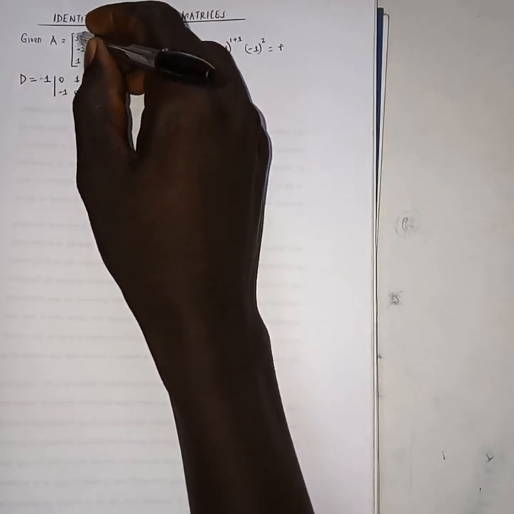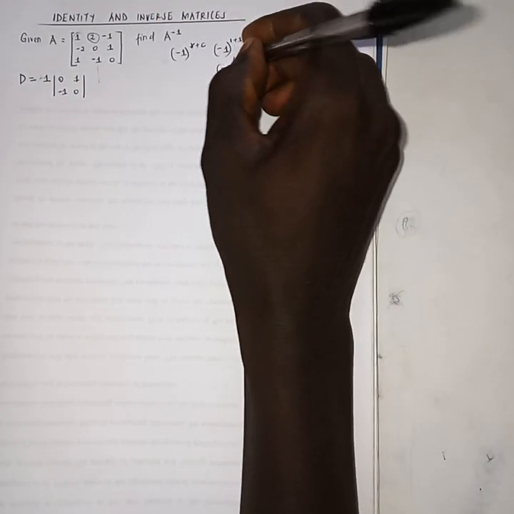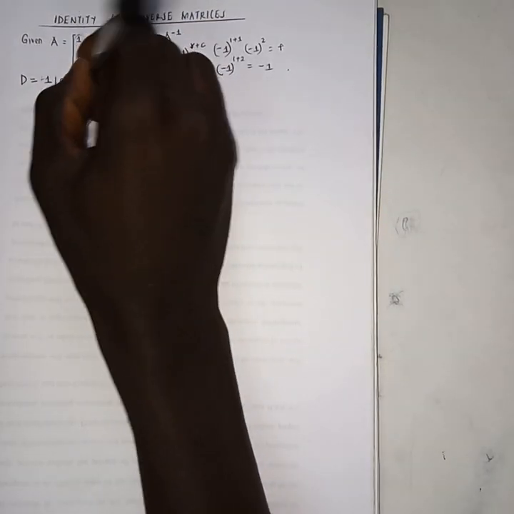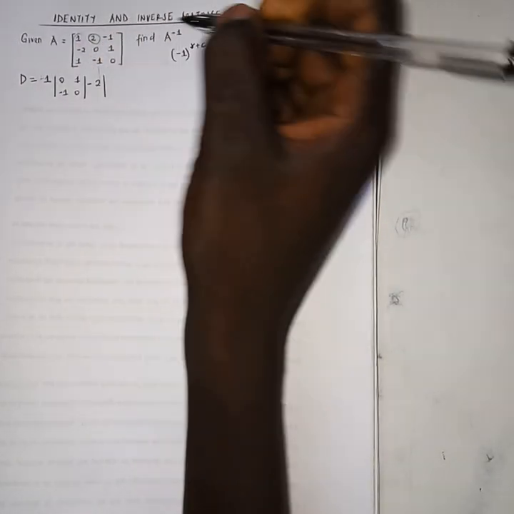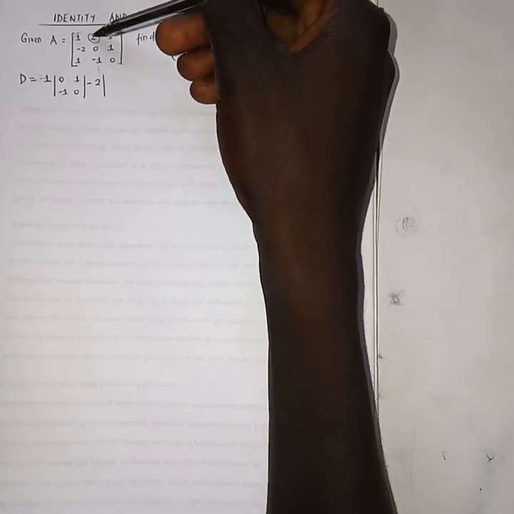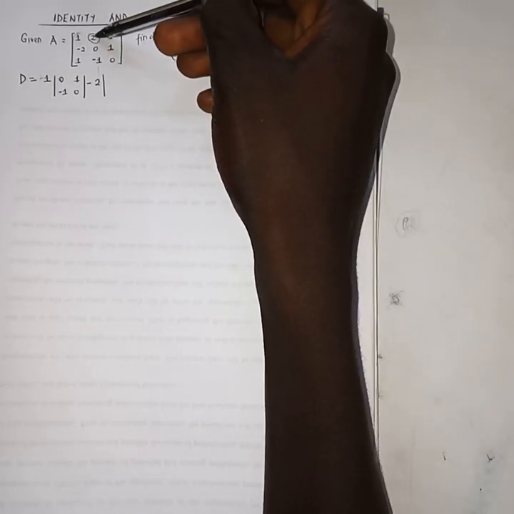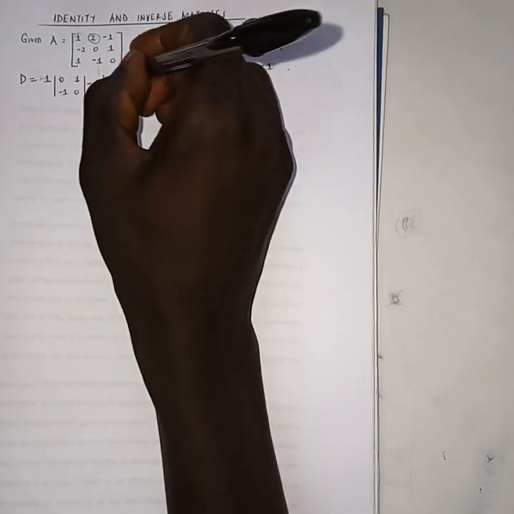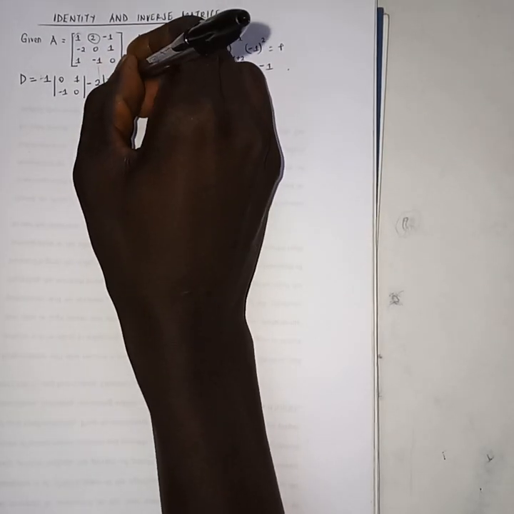Then we're still going to use this rule on this value. This one is on row 1, column 2, so that is 1 plus 2, which will give us a negative. So we'll be having negative 2. The minor matrix is the values that are not on row 1 and not on column 2. So that one will be negative 2, 1, 1, 0.